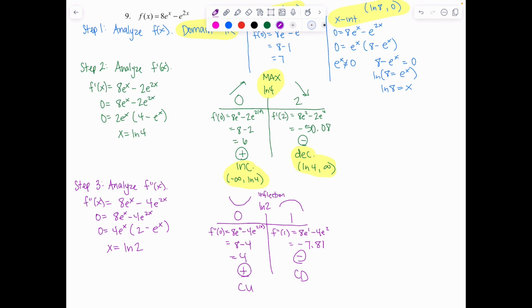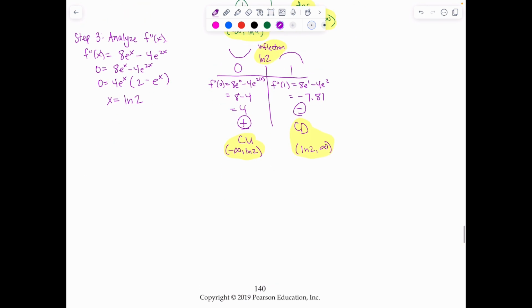Our concave up is from negative infinity to natural log 2. Our concave down is from natural log 2 to positive infinity. So we have our inflection, and we have our concavity. Let's sketch.